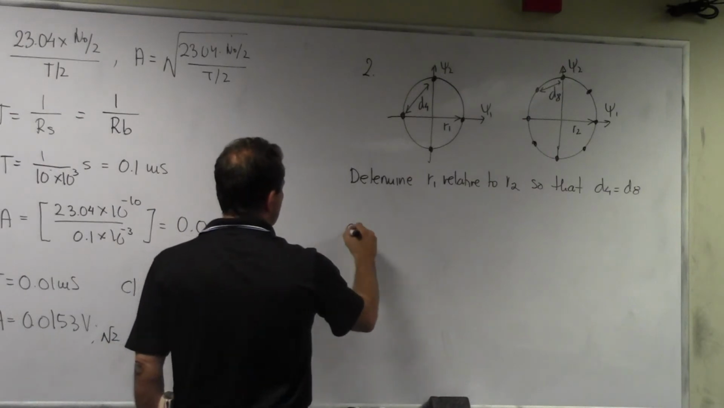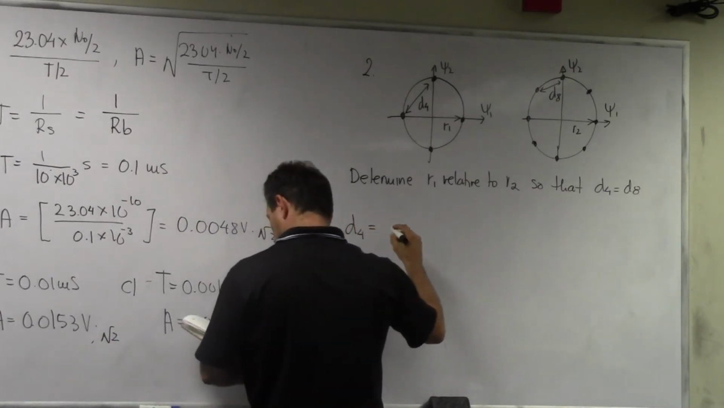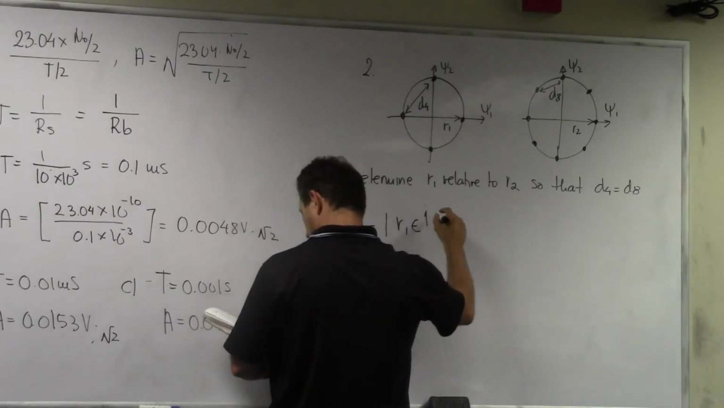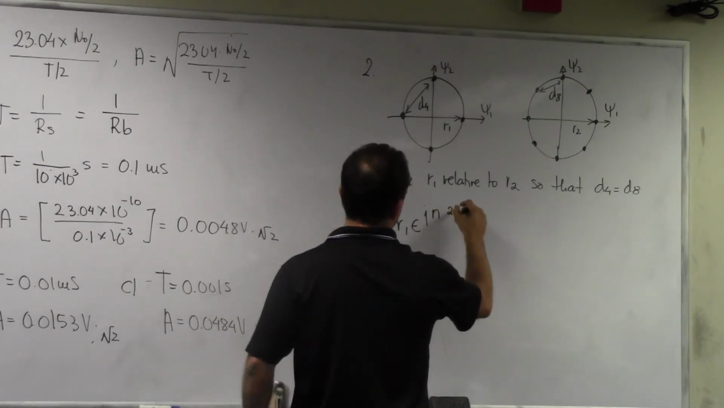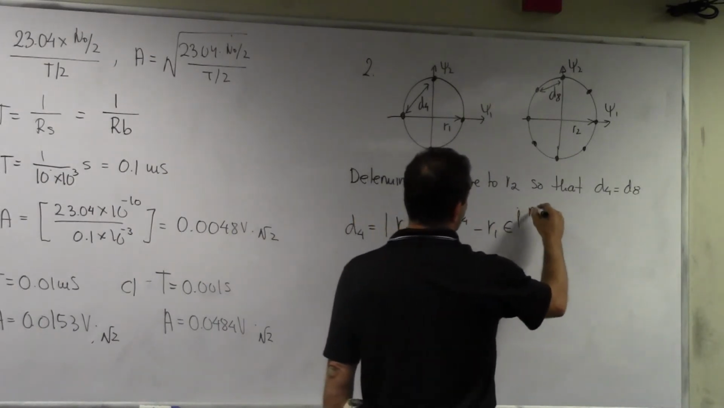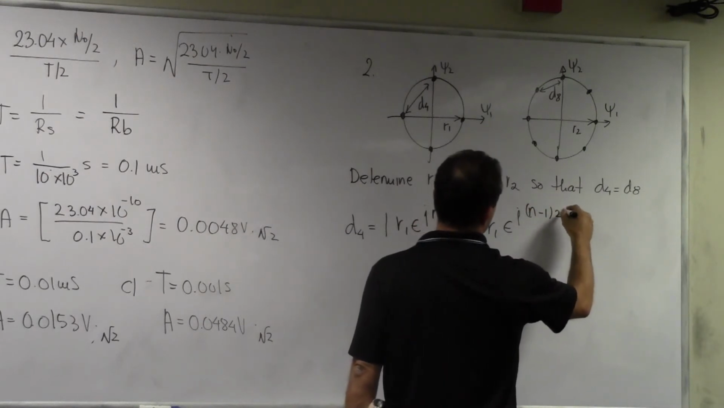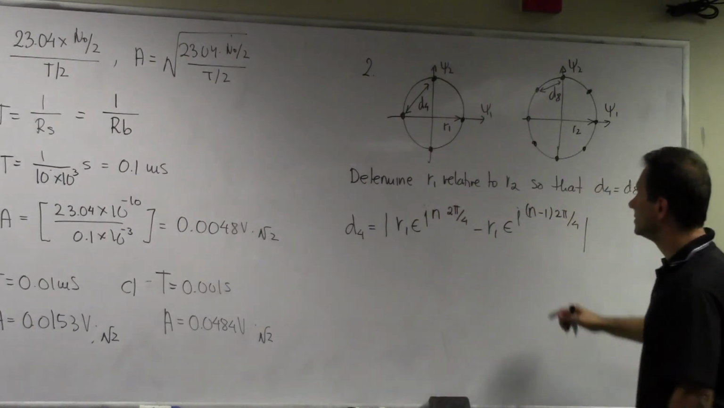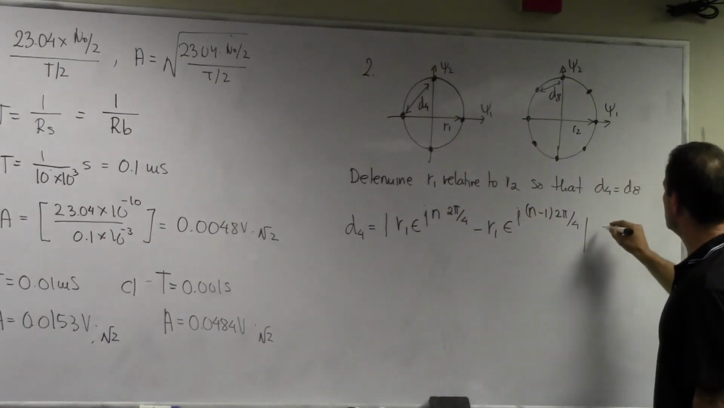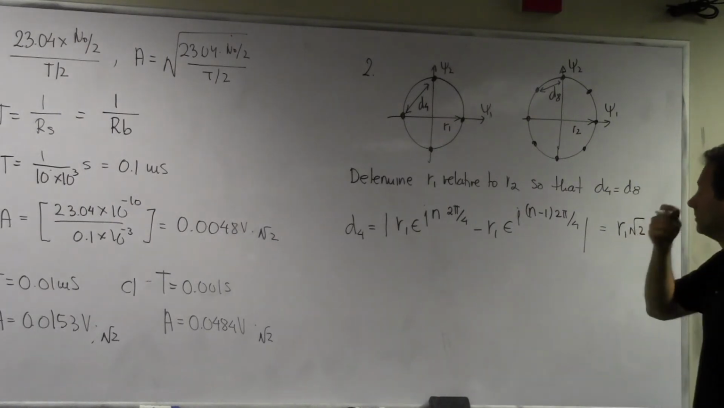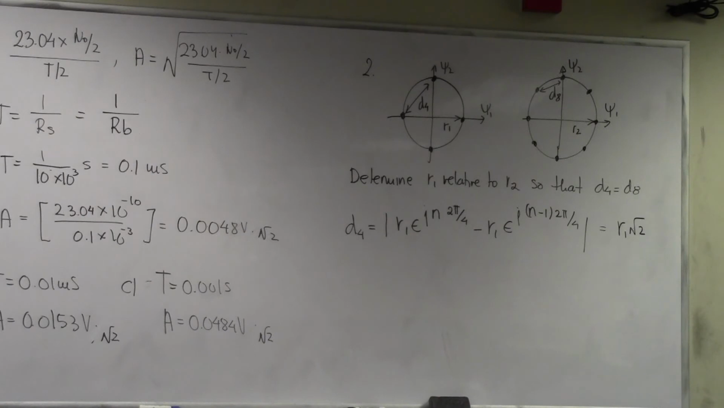So what is D4? D4 is the magnitude of R1 e to the j n 2 pi over 4 minus R1 e to the j (n minus 1) 2 pi over 4. Just the distance between these 2 points. And it's easy to see from just this drawing that it's R1 square root of 2. That's the distance in a QPSK constellation.